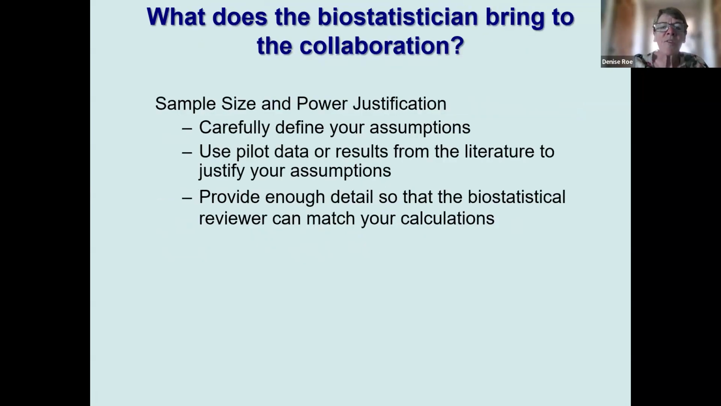So in the sample size and power justification, it's important that we define the assumptions that we're using. We provide pilot data or results from the literature to justify the assumptions. And then I typically provide enough detail so that the biostatistical reviewer can match your calculations. Almost all R01 grants have a separate biostatistical reviewer. So I try to give them enough detail, even to the point of telling them the program that I use to generate the results so that they can match them.